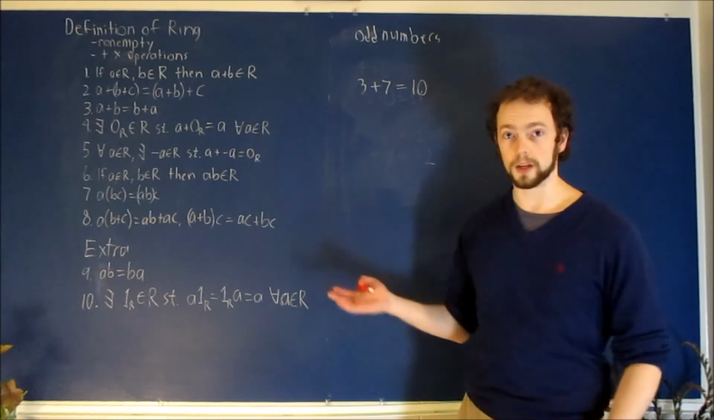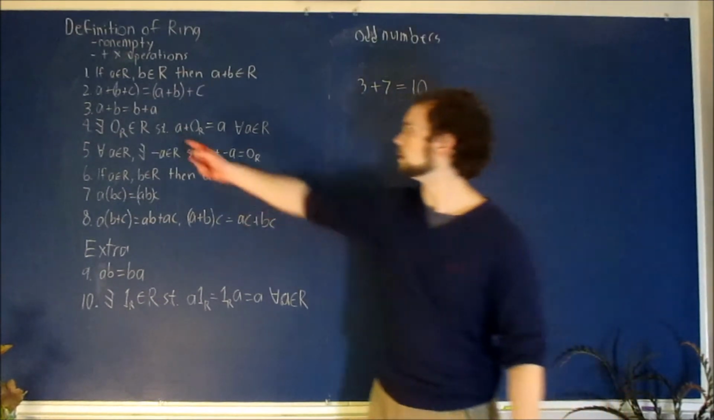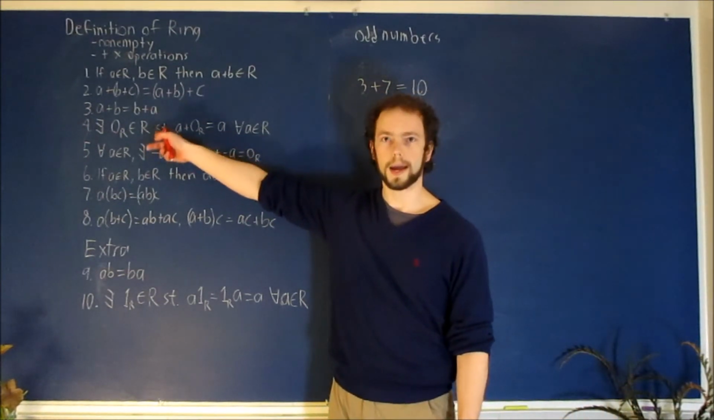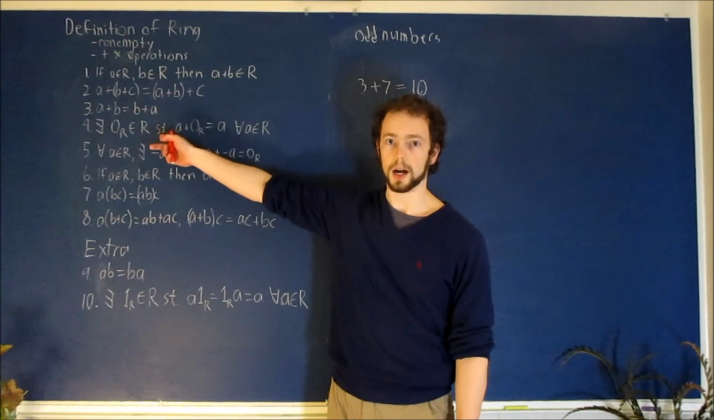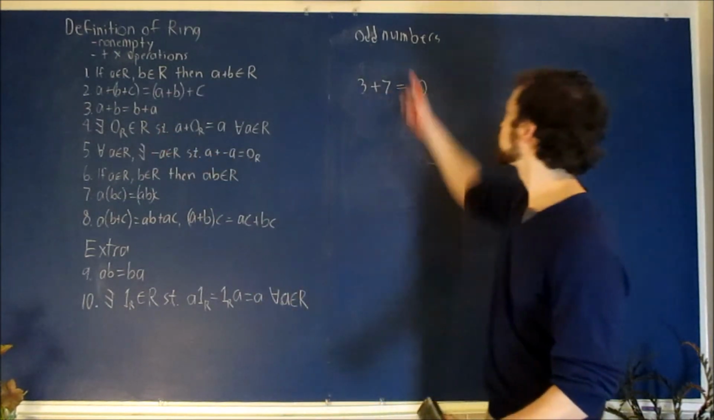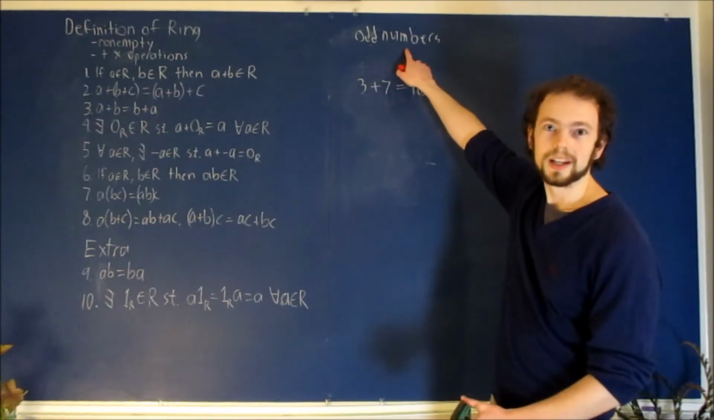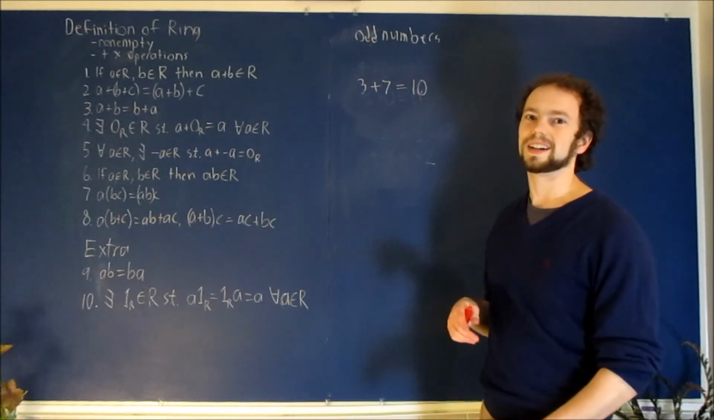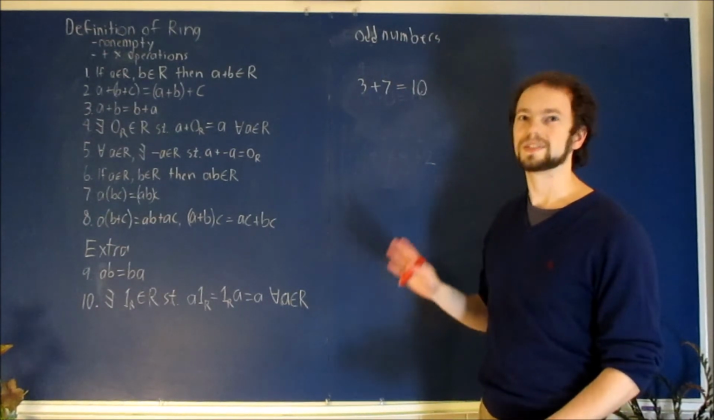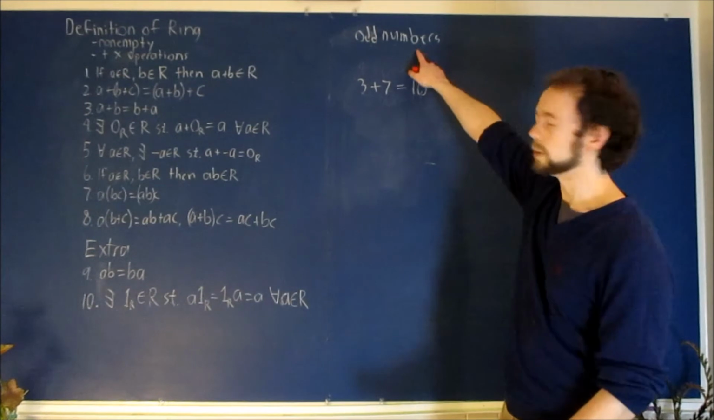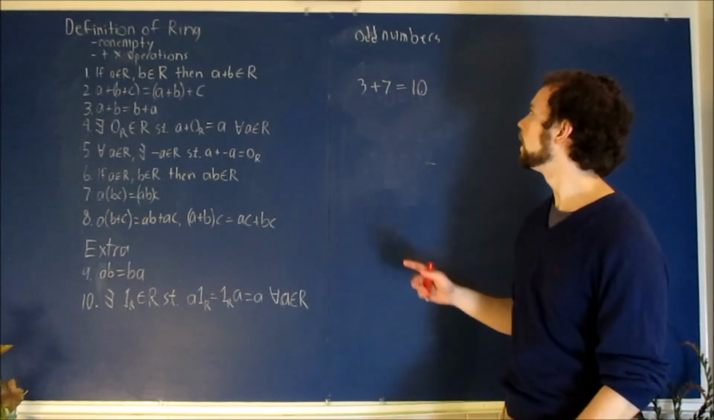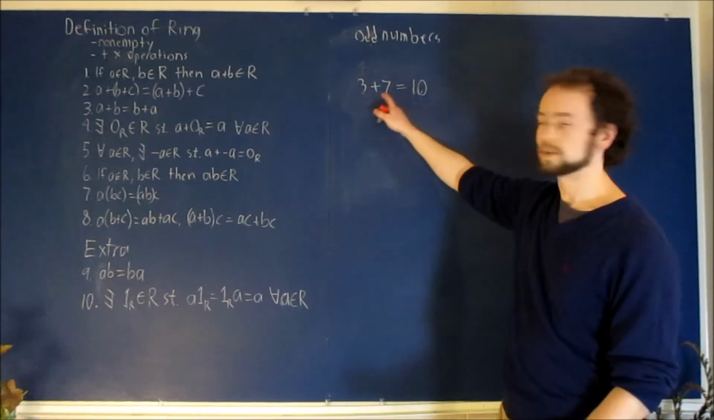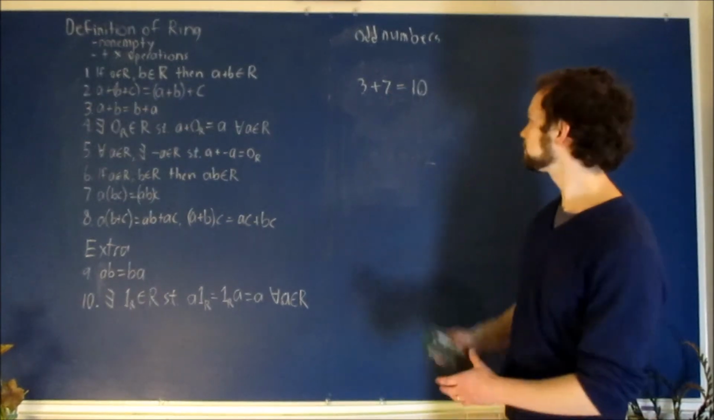But it also fails to be a ring in a couple other ways. There's also no additive identity for the odd numbers. Because remember, the number 0 is not an odd number. It's an even number. So 0 isn't in this set. So there is no additive identity for this set. Okay.